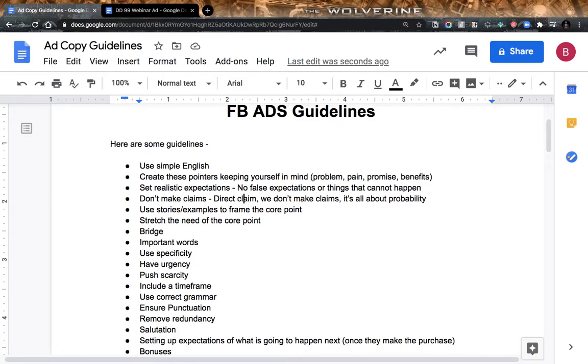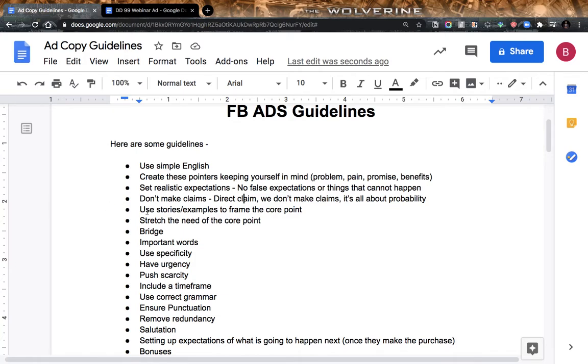Always write from my perspective, which means I did this. If I did this, then the possibility is there that other people can do it too. That's still not a claim. But as soon as you write you, yours, Facebook instantly flags it.